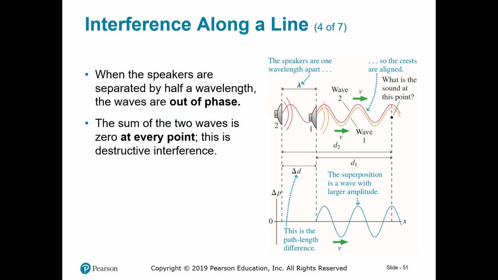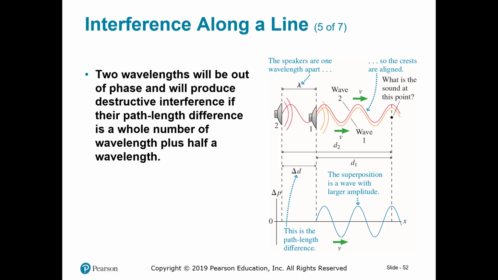In other words, another case is called out of phase. Out of phase means the sum of two waves is always zero at any point. And this is called destructive interference. The condition for out of phase is a half-wavelength difference. So in other words, two waves will be out of phase and will produce destructive interference if their path length difference is a whole number of wavelengths plus half of a wavelength. Okay?